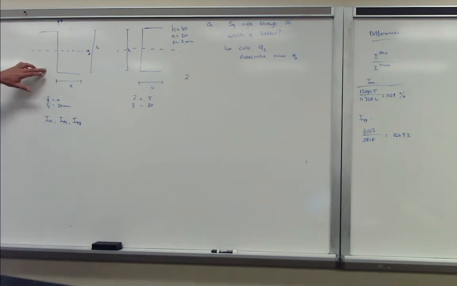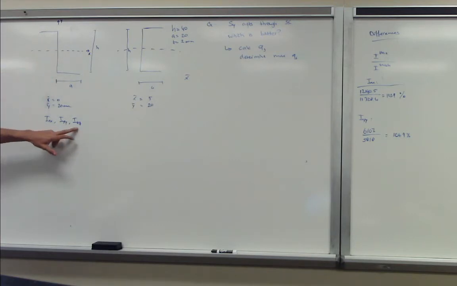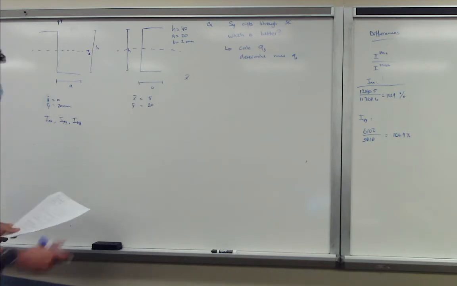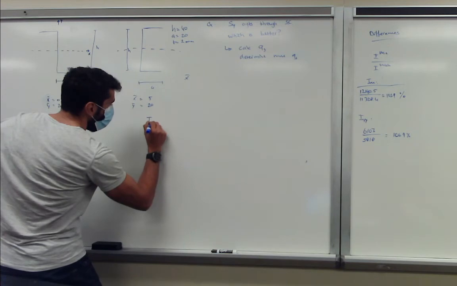So keep in mind, even though I use basically the axis symmetry cross section to determine that the centroid lies in the middle, that doesn't mean that IXY is equal to 0. So you still have to calculate IXY because there's another symmetric cross section. Because this is a symmetric cross section, we basically can get away with just calculating IXX.